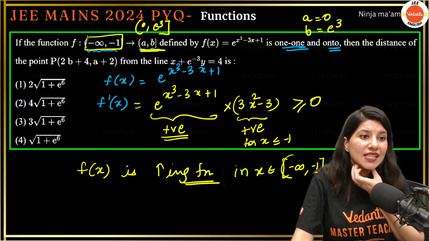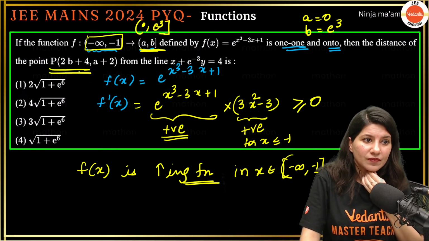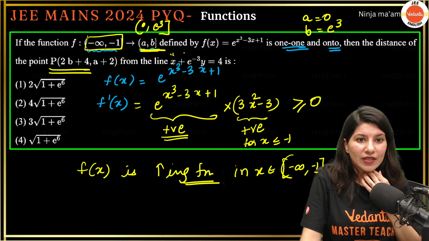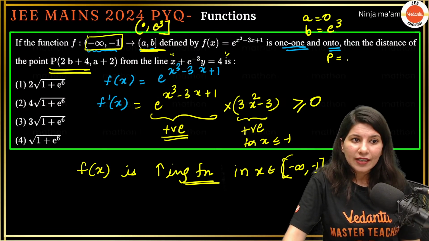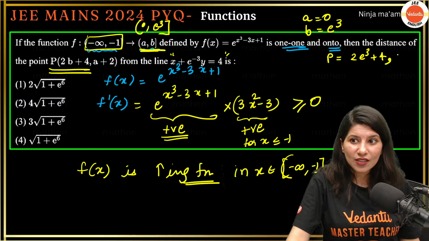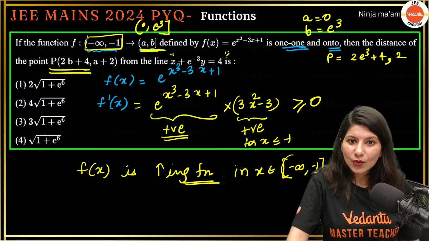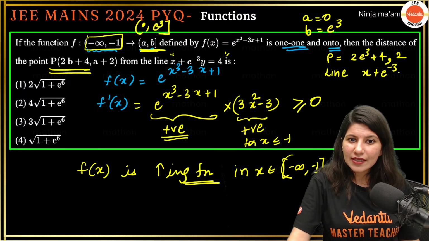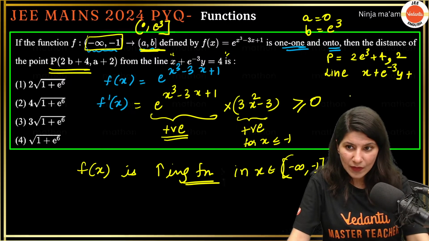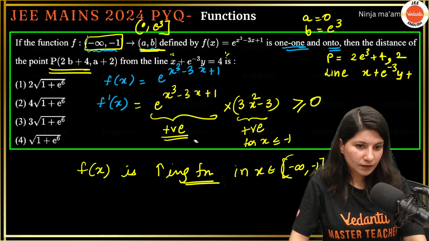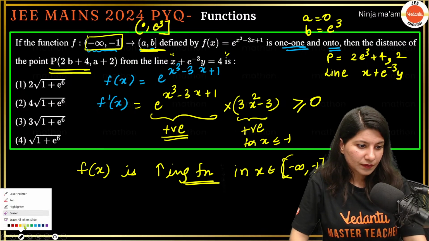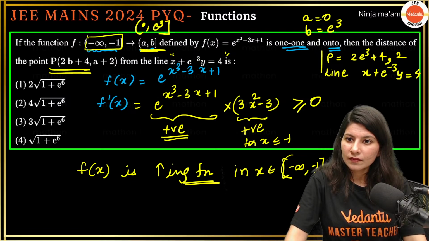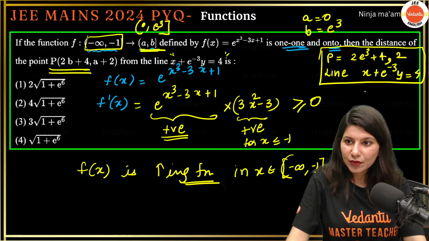Now what they are saying is that this is your point P, and the distance of P from this line is something you need to calculate. So point P will be (2b + 4, a + 2), that is (2e cube + 4, 0 + 2). This is point P, and the line you can clearly see is x + e raised to power minus 3 y minus 4 equal to 4. This is your point and line, right? Now you have to put the point over here.